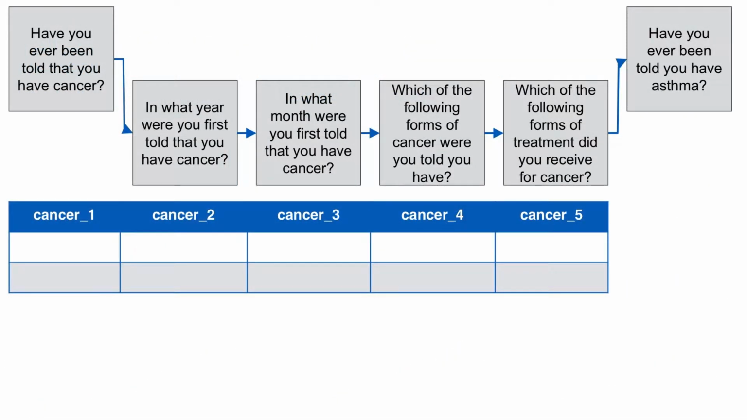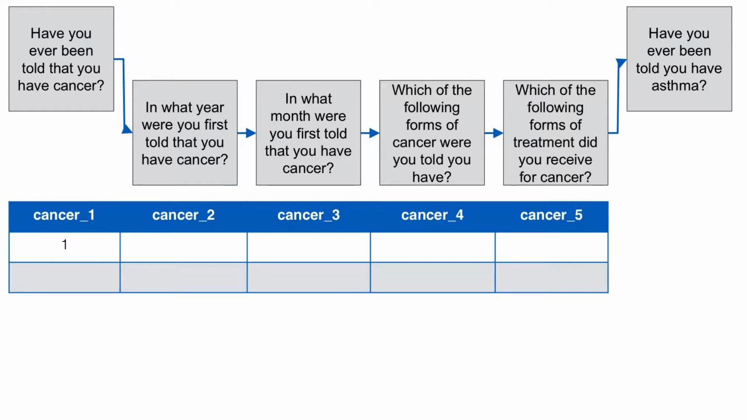Now let's think about how these responses will be represented in our dataset. For starters, we'll need a variable to capture the response for each of the cancer questions. Here I'm just naming them Cancer 1 through Cancer 5. If this were a real survey, you'd likely want more descriptive variable names.